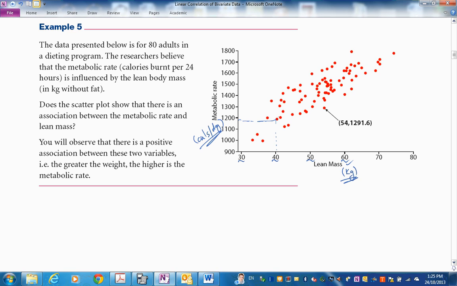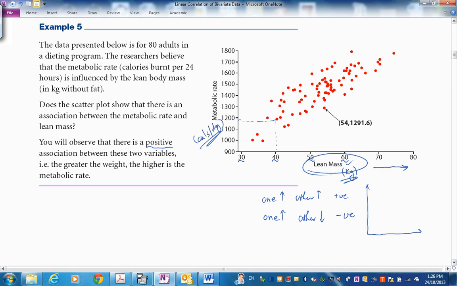Okay, so does the scatter plot show that there is an association between the metabolic rate and lean mass? Yes, it does. There's a positive association. Now, what does positive mean? As one increases, the other increases. So that'd be a positive. They're both moving in the same direction. If one increases, and you usually talk about the independent variable, changing along here, as you increase that, if the other decreases, that's in the opposite direction, opposite movement, maths, negative. Okay, so what would a picture of that look like?